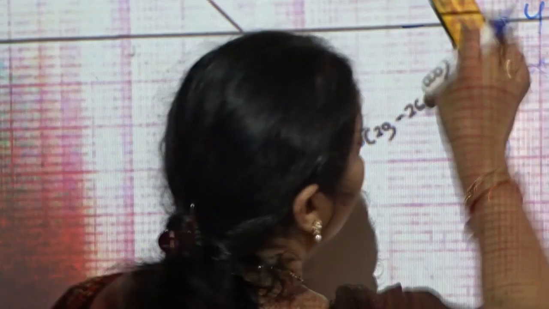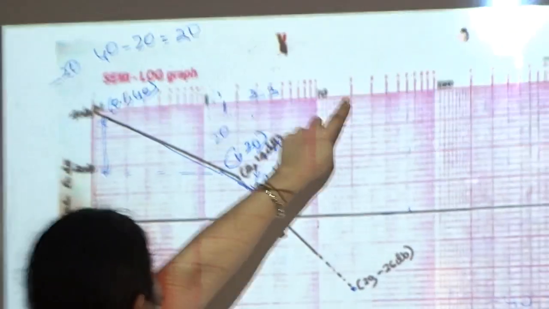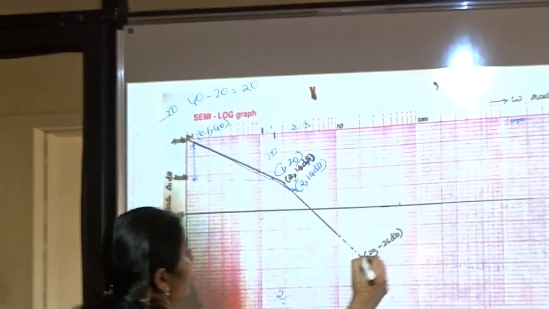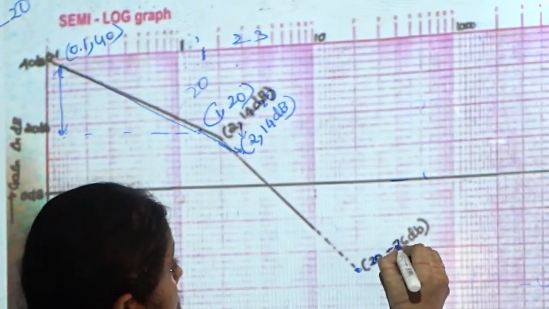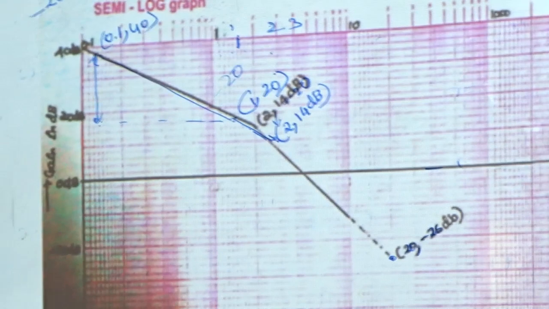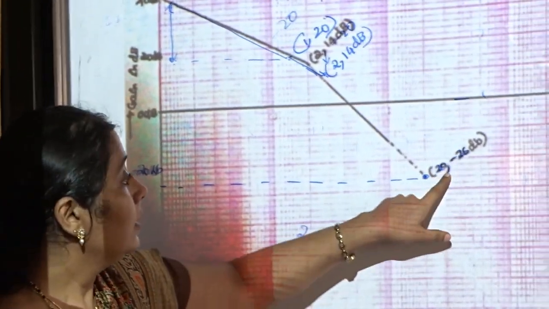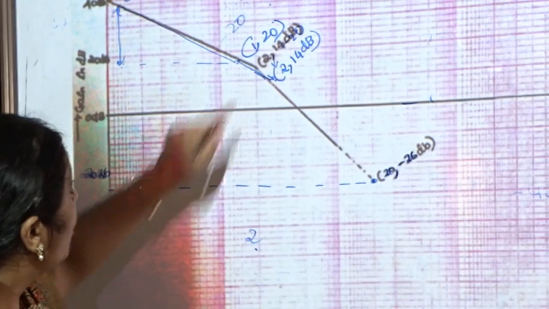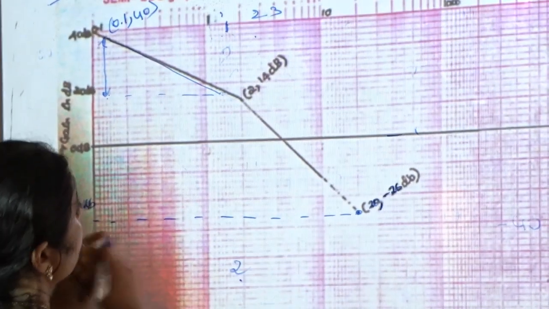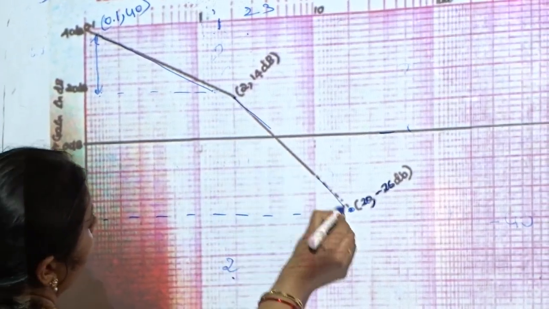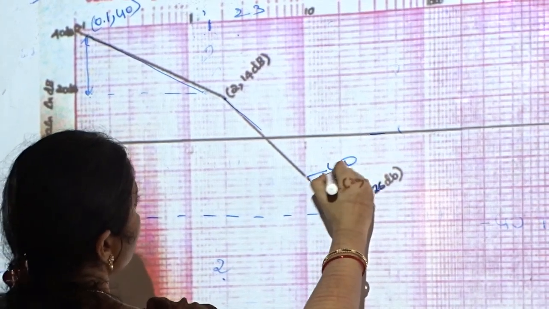Okay, mark a point at 20 comma minus 26. See, this is 10, this is 20, and minus 26 is somewhere here. So minus 26 dB, at this point you mark it, and join these two points. This slope is going to be minus 40.